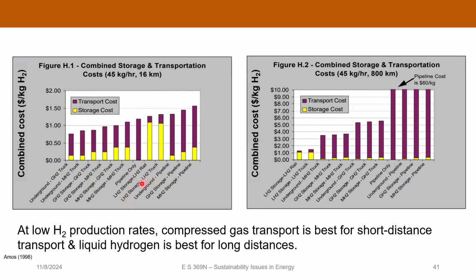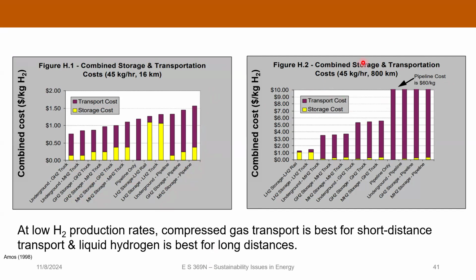So for example, this one right here is storing the hydrogen in liquefied form and then moving it by truck. So both of the liquid hydrogen storage options have the highest cost. And again, that's because it's so difficult to liquefy the hydrogen. The lower cost is going to be just storing it underground as a gas, right? And then this MH is storing it as a metal hydride, which we'll talk about in a minute. So the most expensive is actually transporting it by pipeline, and the reason for that is because you have to retrofit your pipelines to be able to carry it.